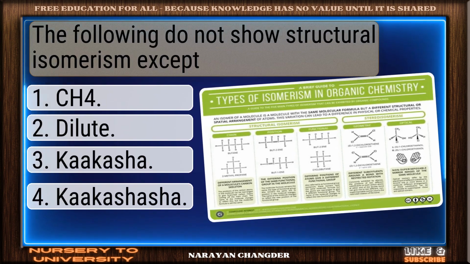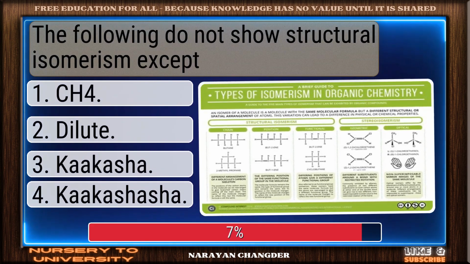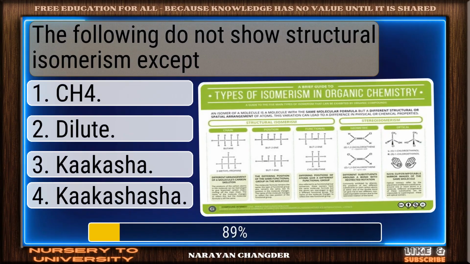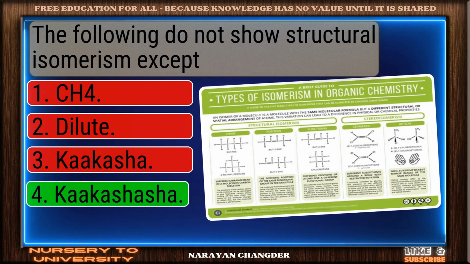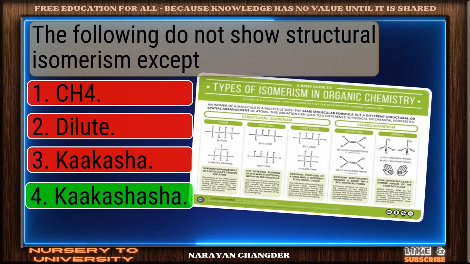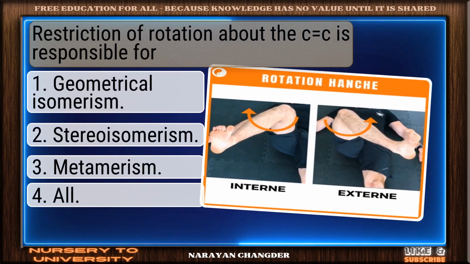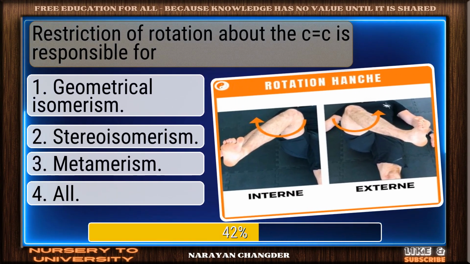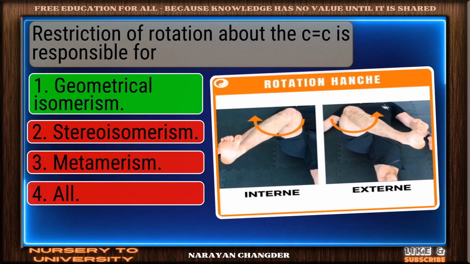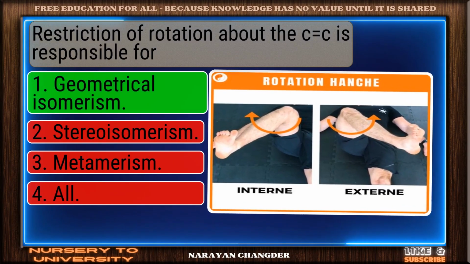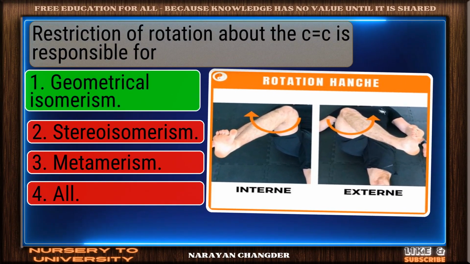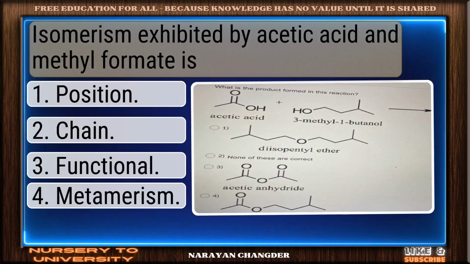The following do not show structural isomerism except. You're right. That is the correct answer. Restriction of rotation about the C=C bond is responsible for. Well picked. Geometrical isomerism is the correct answer.